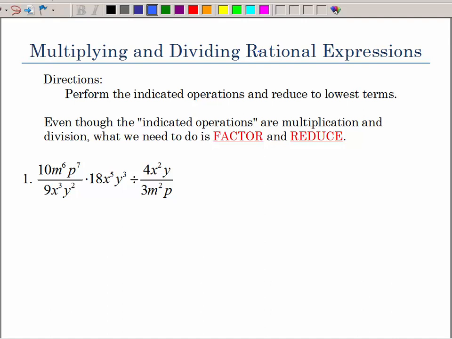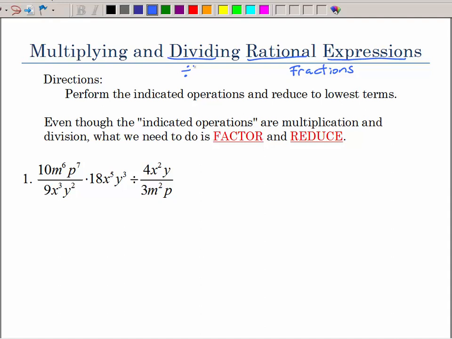In this video, we're going to be looking at multiplying and dividing rational expressions. That's a big fancy word for fractions. So you have to go back and remember, how did you learn to multiply fractions way back in elementary school? Well, first of all, you remember that when you divide, you have to take the reciprocal and multiply.